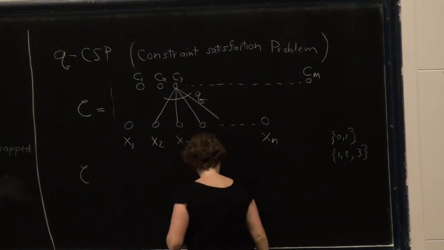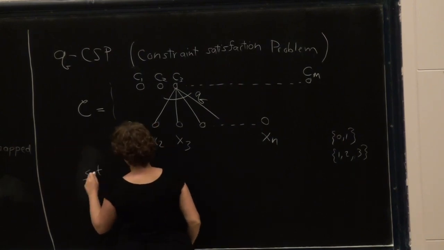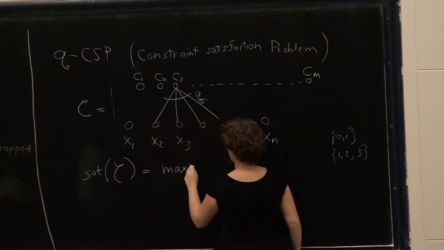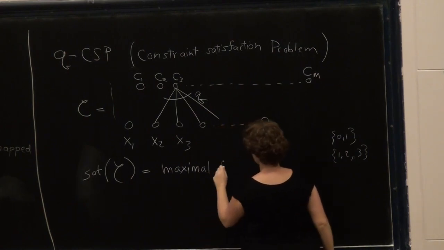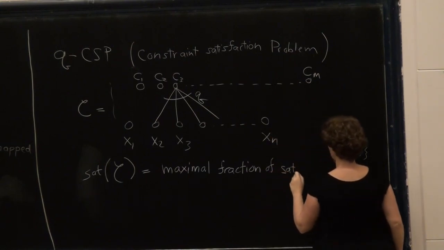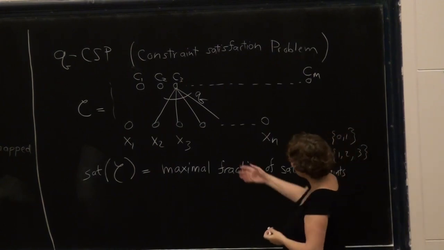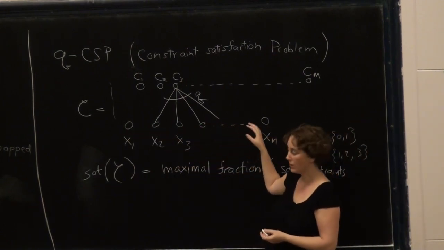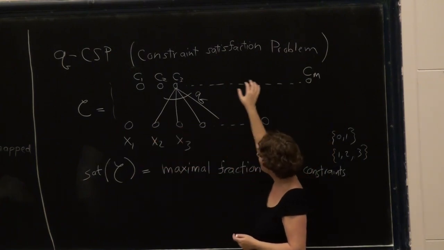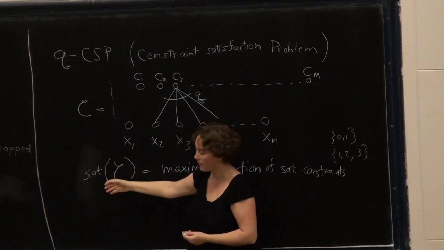And then we have this notation, call it SAT of C, the maximal fraction of satisfiable constraints, meaning you go over all possible assignments to the variables. It's just a definition. It's not an algorithmic thing. You go over all possible assignments, and for each assignment you count how many constraints it satisfies, and the maximal fraction is this value, right?